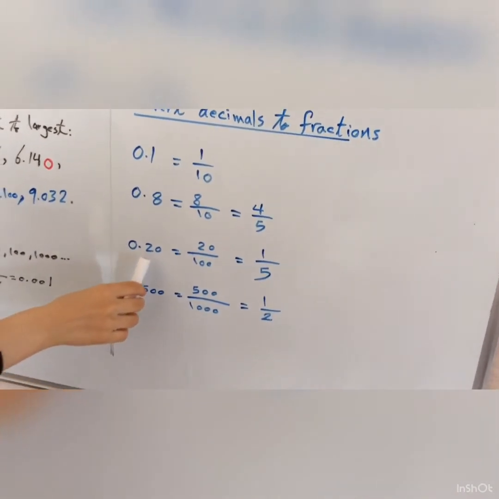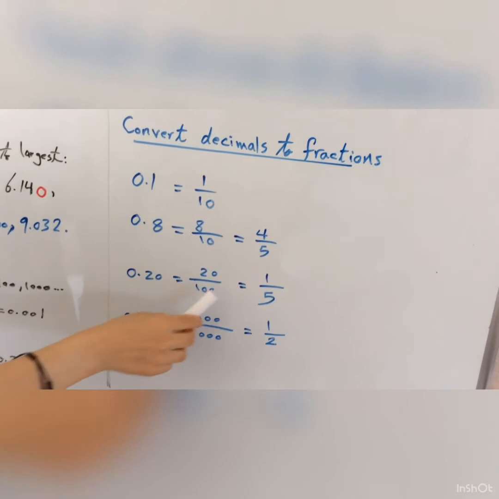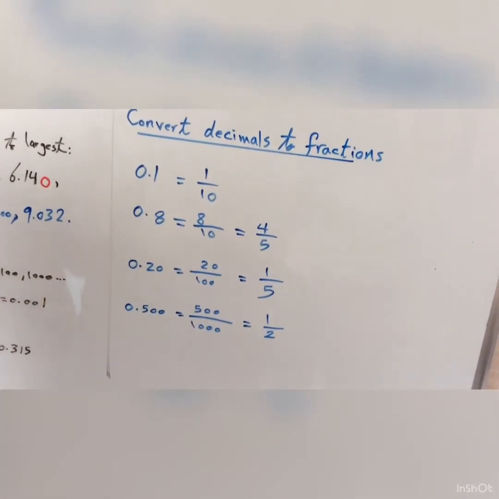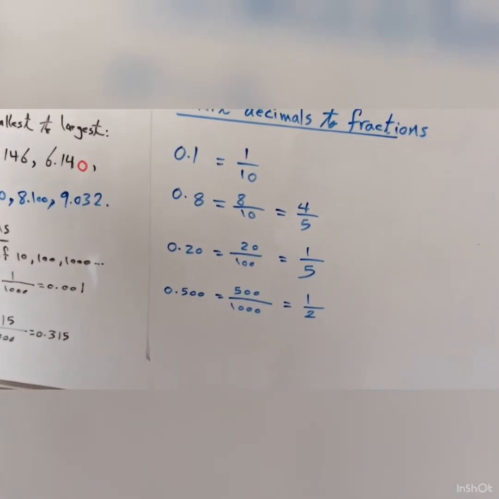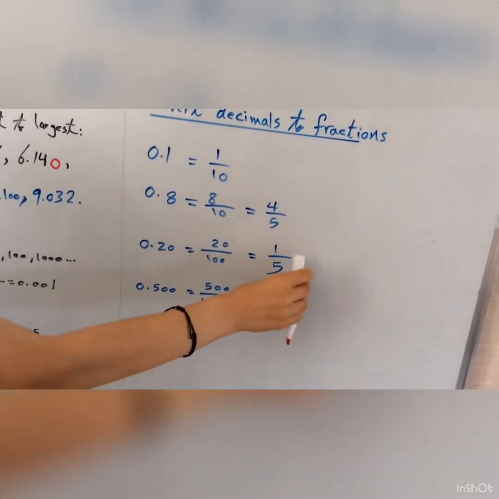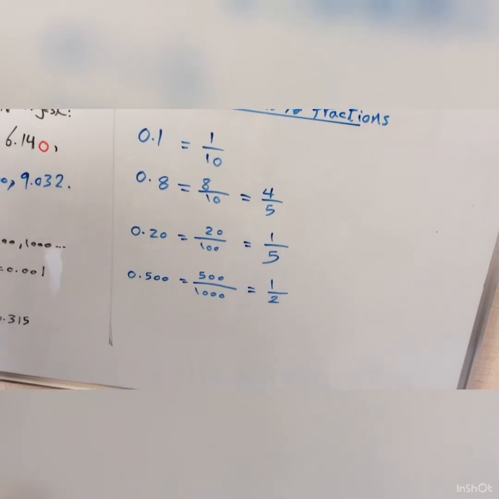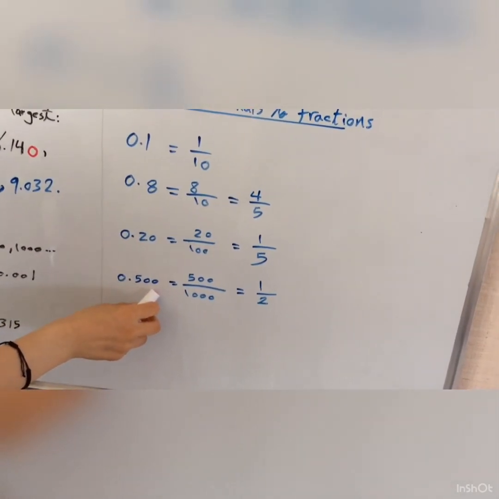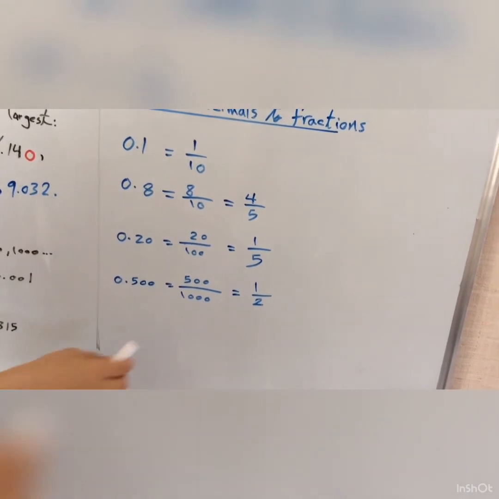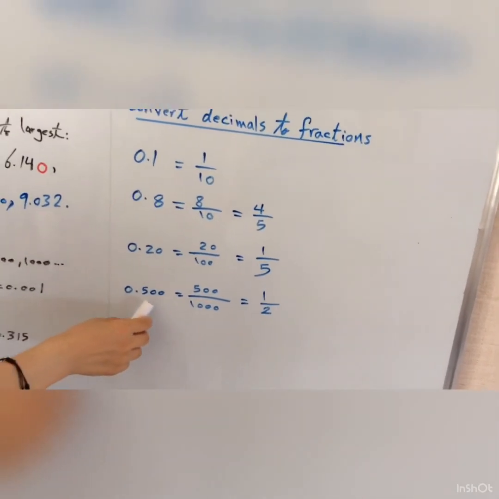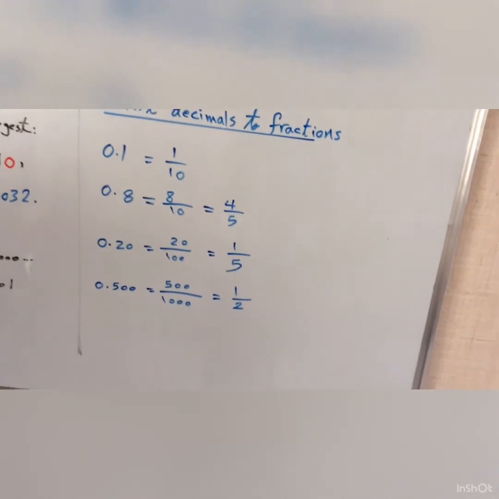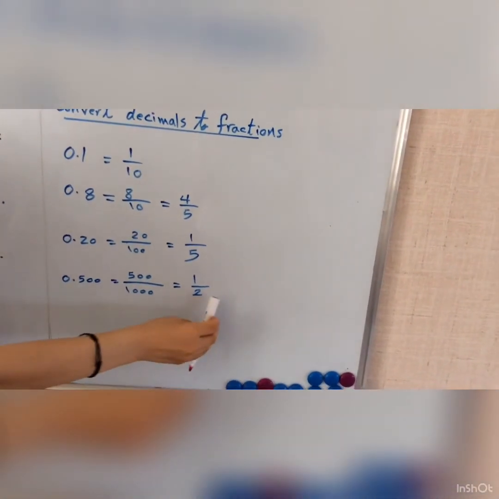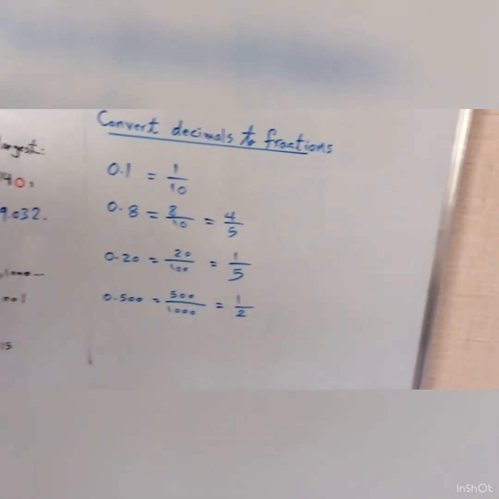This one has two decimal places, so the answer would be over 100, so that would be 20 over 100. Once you divide those both by 20, it would equal 1 over 5. Now this one has three decimal places, so the answer would be over 1,000. So it would be 500 over 1,000, and both those numbers can be divided by 500. When you simplify it, it would equal 1 over 2.